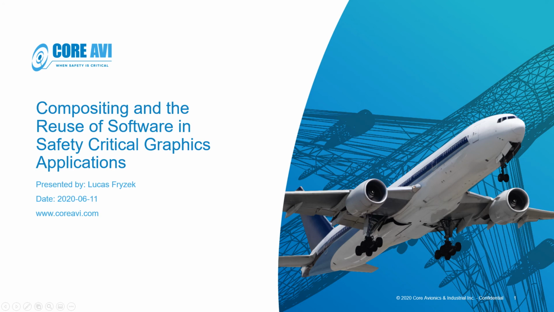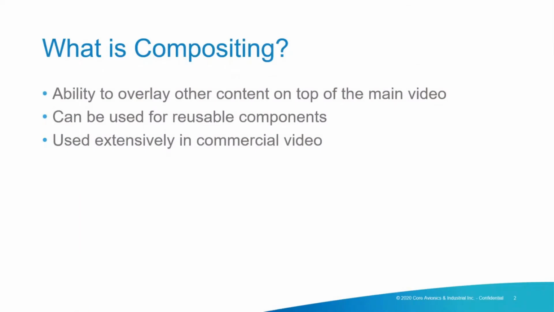So to begin, I'm just going to talk about what compositing is and what we're talking about in this context of using compositing in safety critical applications. Compositing is the ability to overlay video content on top of other content, or video or still image content on top of other video content. And it can be used for reusable components. And reusable components is the part we're really going to focus on in this presentation.